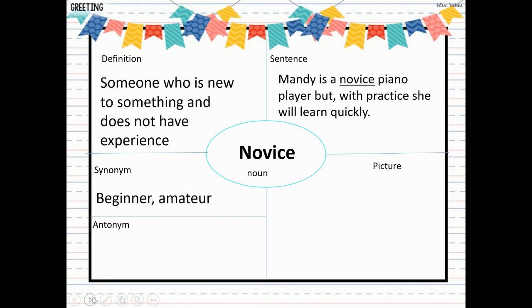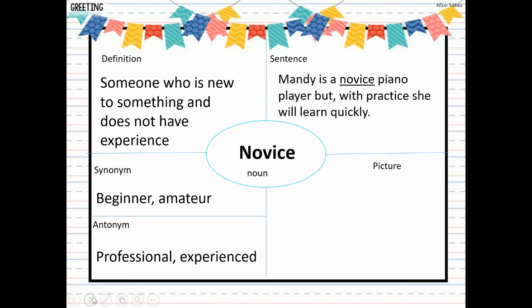Synonyms for novice would be beginner, starting out, or what we call amateur. Amateur is basically the same thing as novice, someone who is new or hasn't done it before. Abby had gotten her violin and is learning how to use it, so she would be considered a novice or an amateur in her violin. And the opposite of novice would be professional or experienced. If you've done this for a long time, then you would be a professional or very experienced.